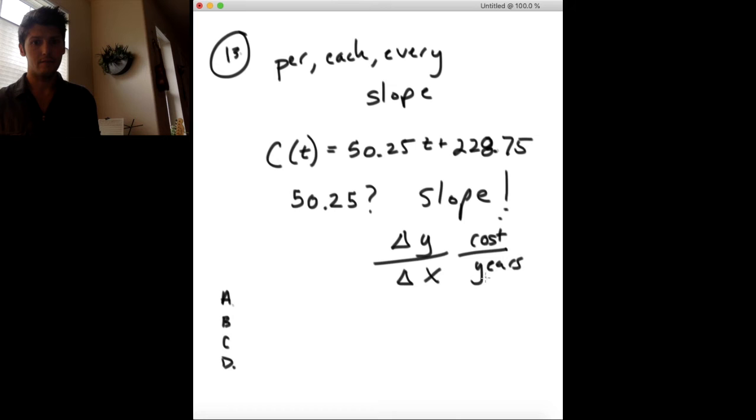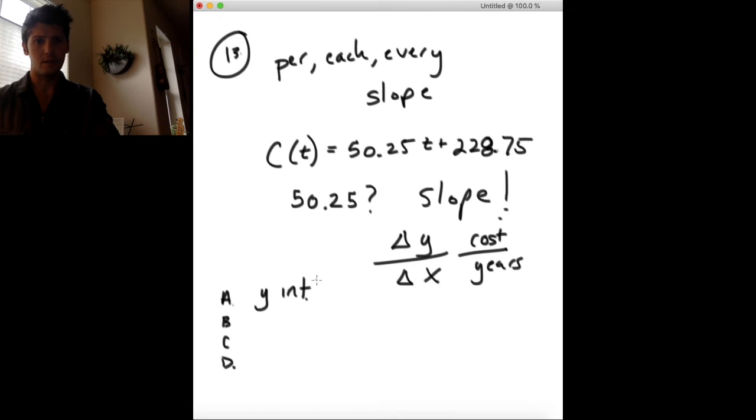So A is really just what C of T is, the average cost per square foot in a condominium. In 2001, oh no, actually, that's when T equals 0, because t is years after 2001. So answer choice A is the y-intercept, which is actually 228.75.